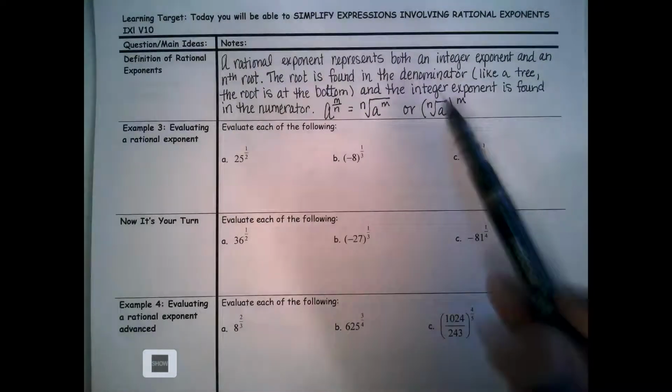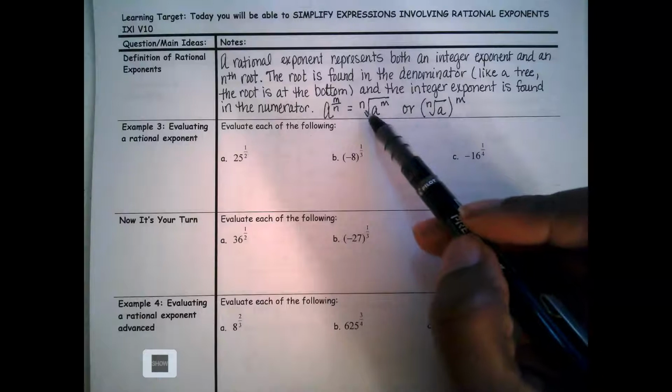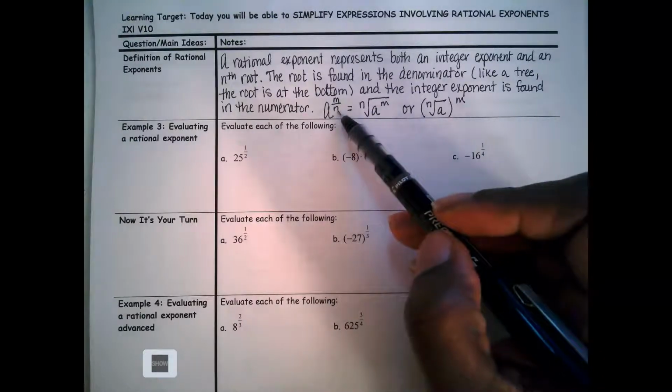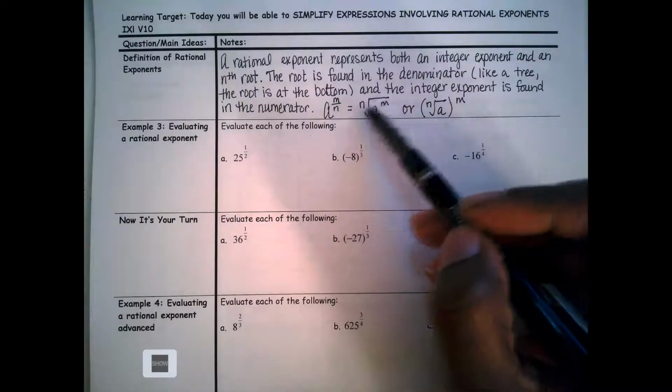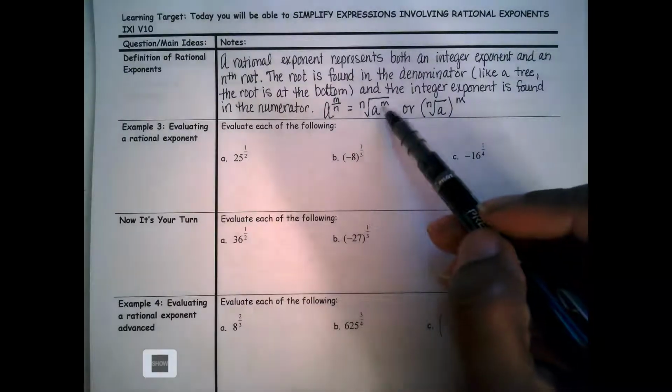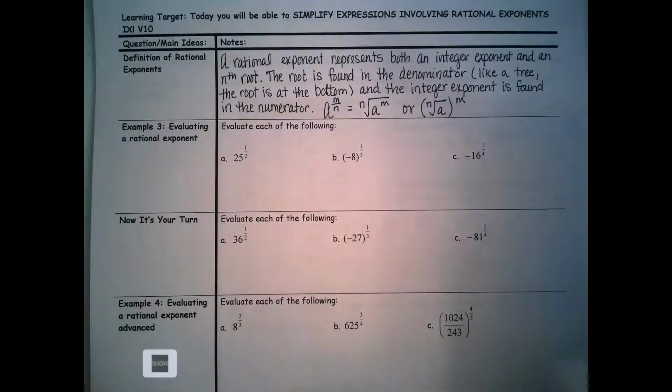You'll see it written, or you would rewrite it as the nth root of a raised to whatever power. And it'll come clearer as we do some examples.